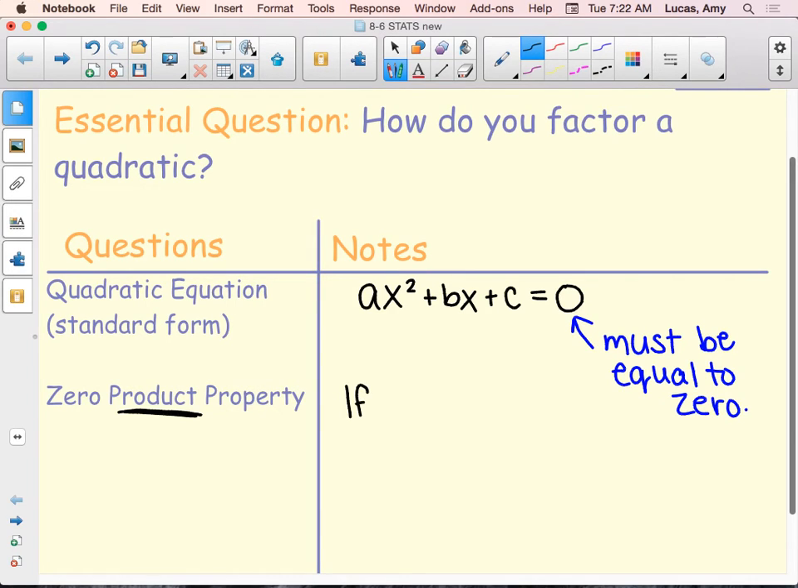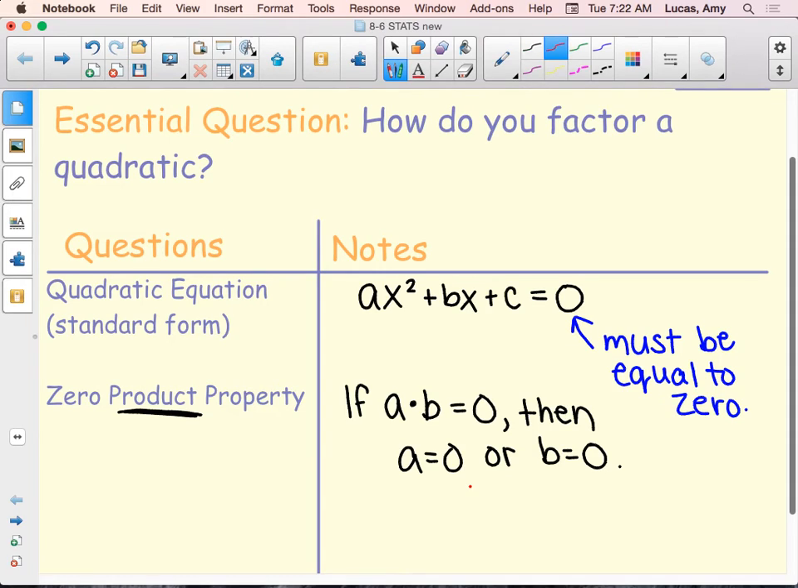So if A times B is equal to 0, then A equals 0 or B equals 0, or both, because 0 times 0 would also equal 0. So the only way to get 0 when you're multiplying two things together is if one or both of the things you're multiplying were equal to 0 in the first place.